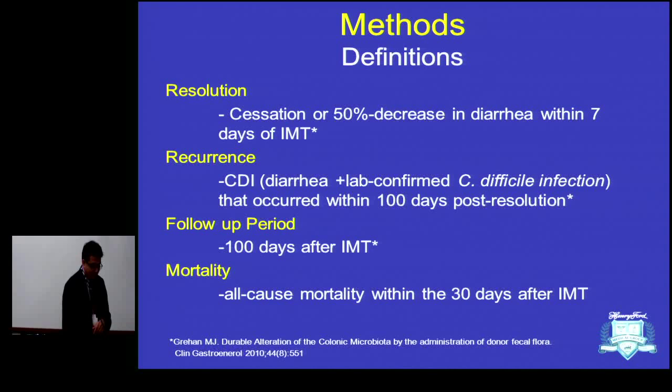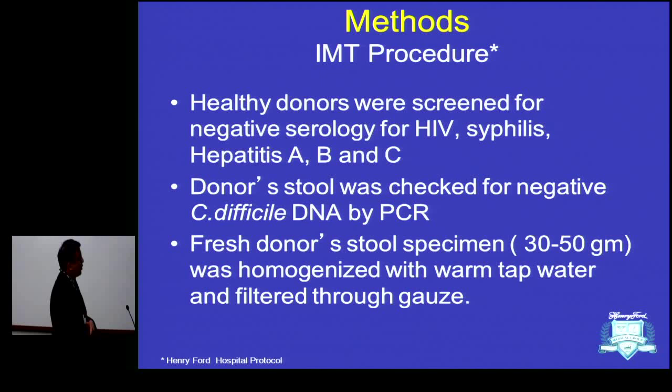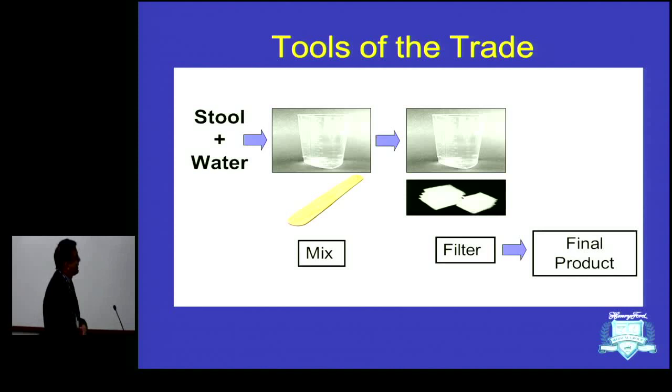The standard screening was done for serologies. Stool was checked for negative C. diff DNA by PCR in the donors. The fresh specimen, 30 to 50 grams, is usually about one small urine container, the orange urine container, or two urine containers. They were homogenized with just warm tap water and filtered through gauze. So we used very sophisticated tools, and this is it. Basically, simple containers, a tongue depressor to mix, warm tap water, and a widely woven piece of gauze to use as a filter, and you get your final product.